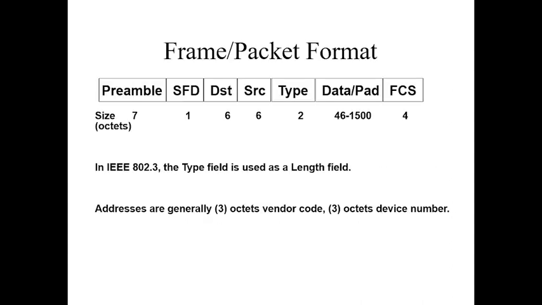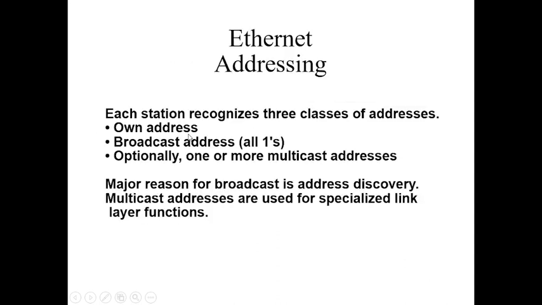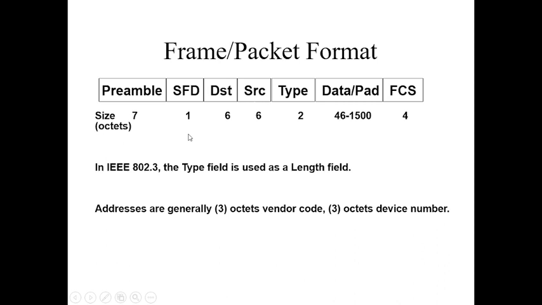This is the frame or packet format: SFD, DST, SRC, type, data, pad, FCS. These are the sizes in octets that we are using. In IEEE 802.3, the type field is used as the length field.